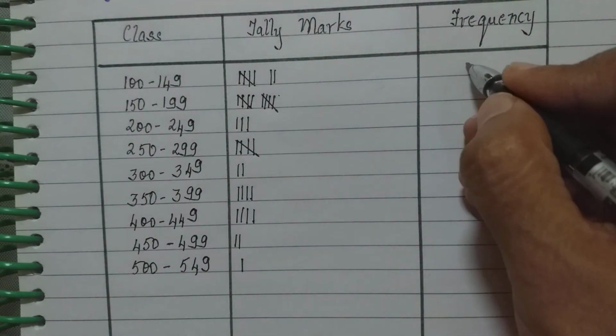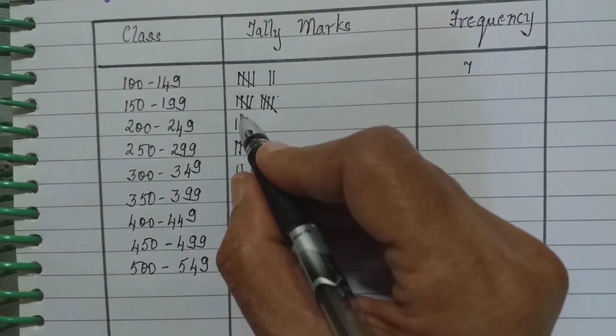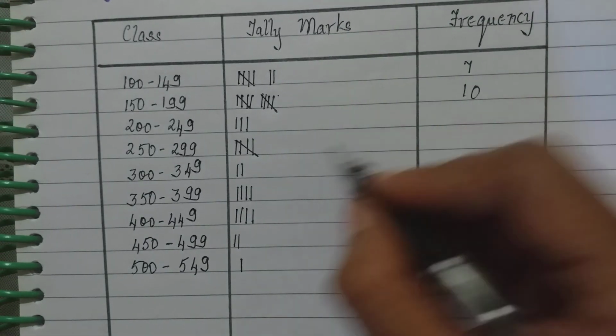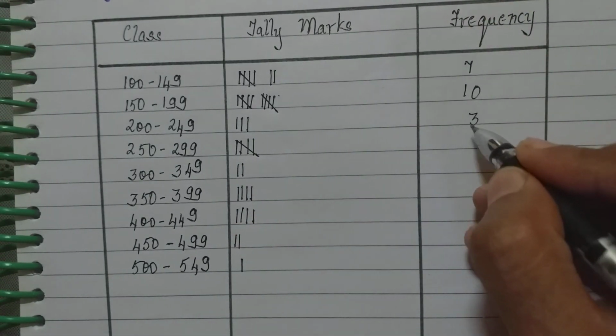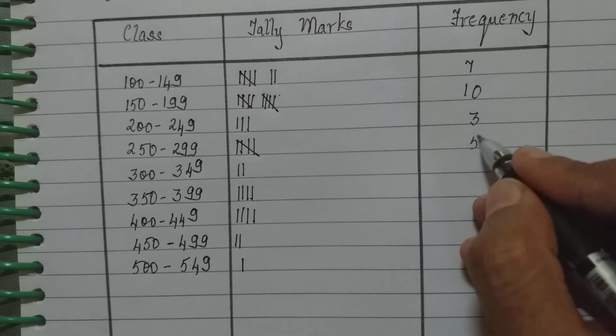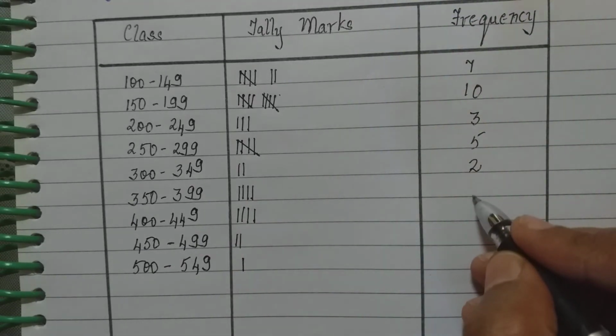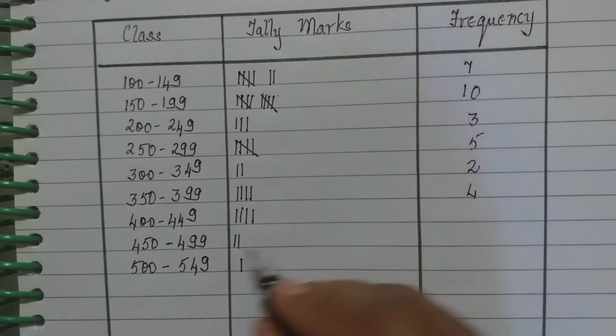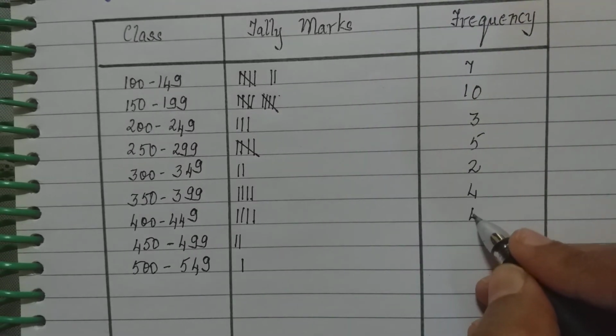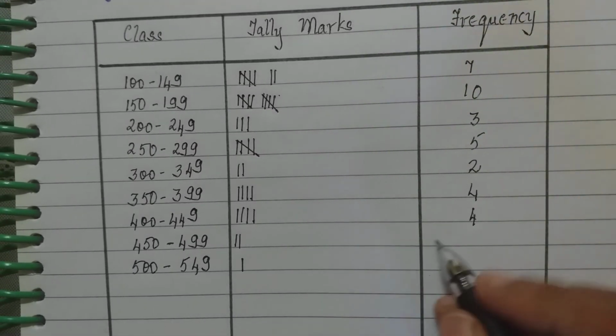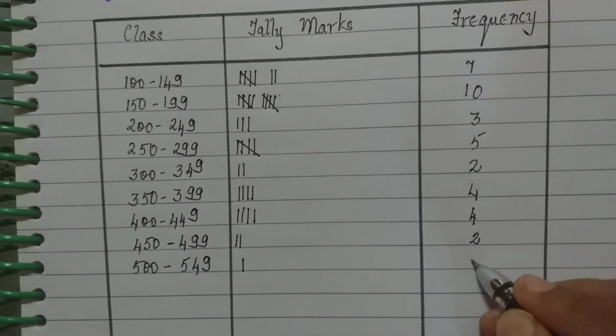Okay, so once this is completed, now we write the frequency. 5 plus 2, that is 7. Then 5 plus 5, that is 10. Here we have 3. Here we have 5. Here we have 2. Here we have 4. Here again 4. Then 2. And then 1.